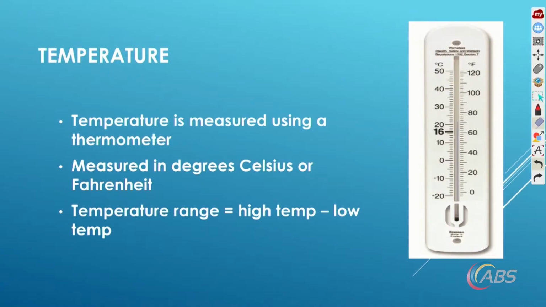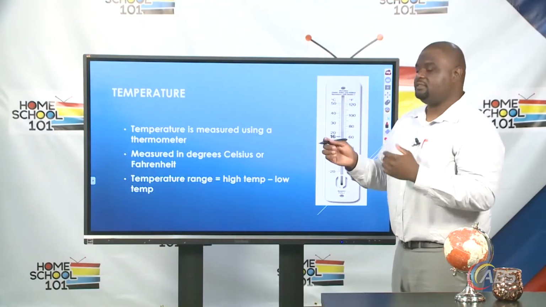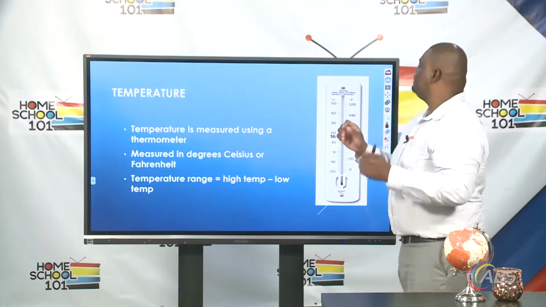So temperature range is basically subtracting the low temperature from a high temperature. So let's say the high was 80 and the low is 60. 60 from 80 gives us 20 degrees. So that would be the range.